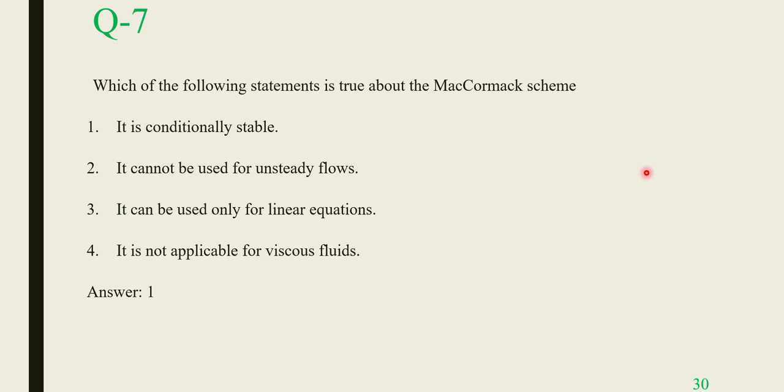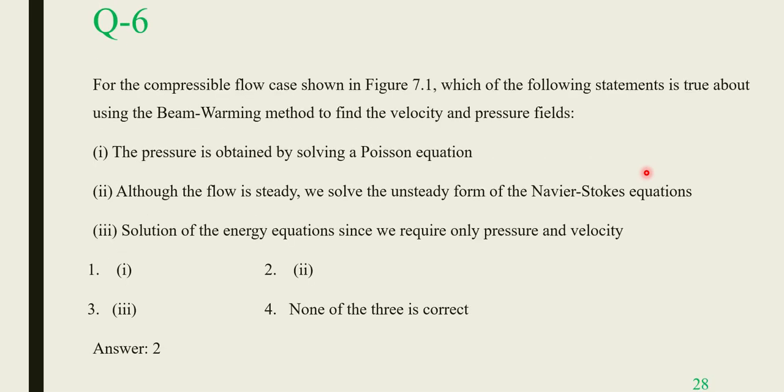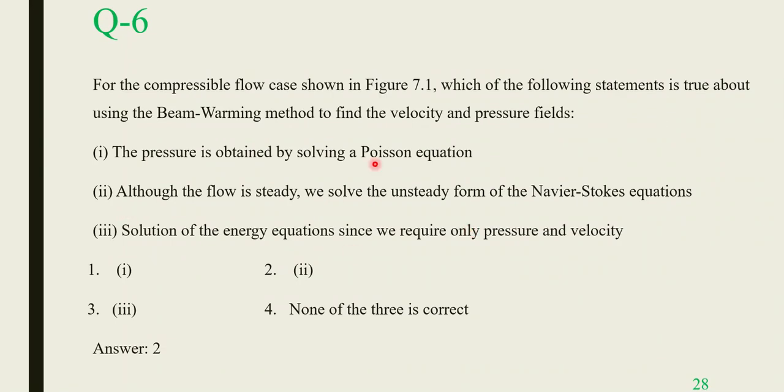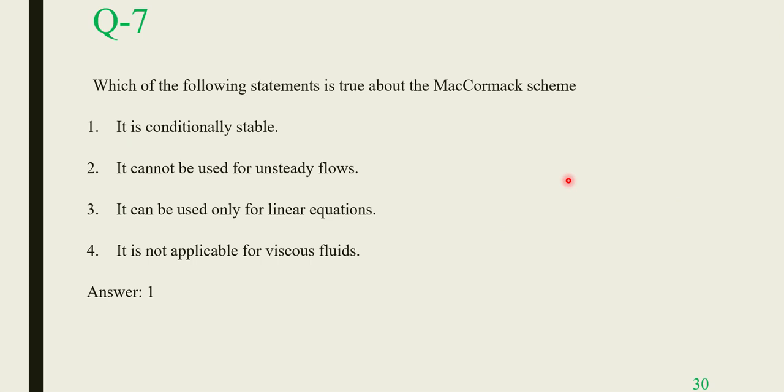We are not using the Poisson equation. In the previous one, we are not solving the Poisson equation to get the pressure. Rather, it is obtained from the equation of state and the solution of the energy equation, since we require only pressure and velocity. So I hope the answer is clear: although the flow is steady, we solve for the unsteady form of the Navier-Stokes equation. And now we will move on to question 7.